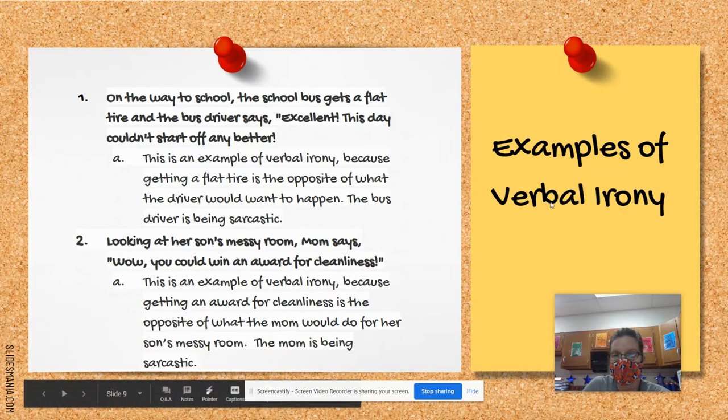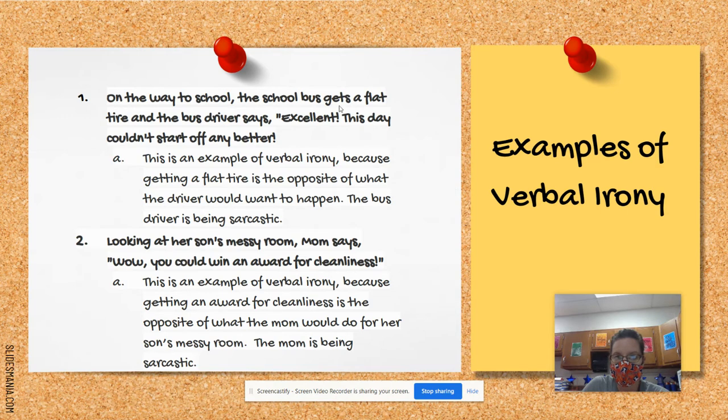One example of verbal irony: on the way to school, the school bus gets a flat tire, and the bus driver says, "Excellent. This day couldn't start off any better." This is verbal irony because getting a flat tire is the opposite of what the driver would want to happen, and the bus driver is being sarcastic. Does the bus driver really think it's a good way to start the day? No. It'd be a horrible way to start the day.